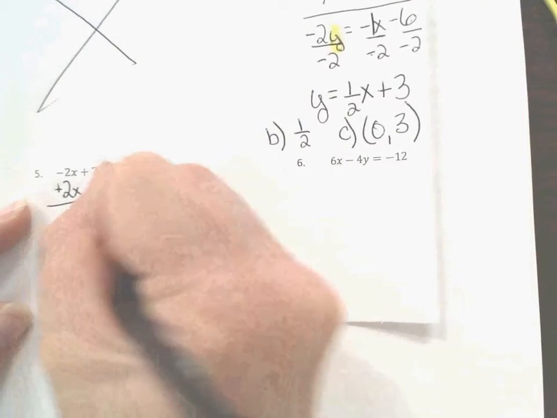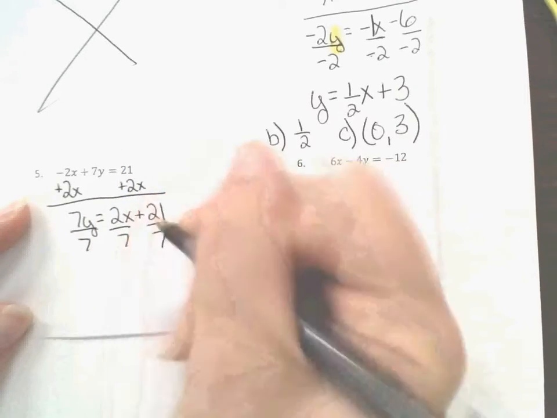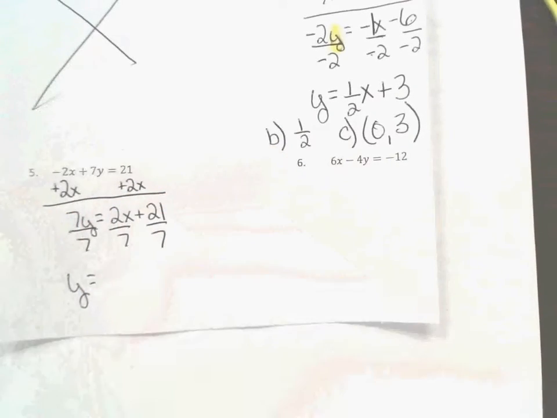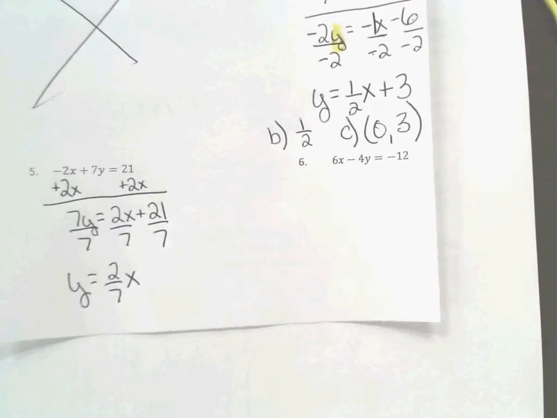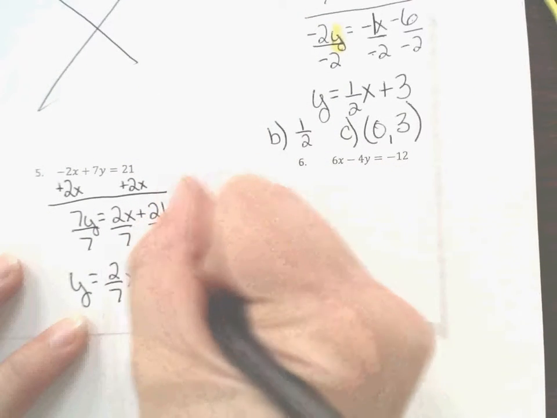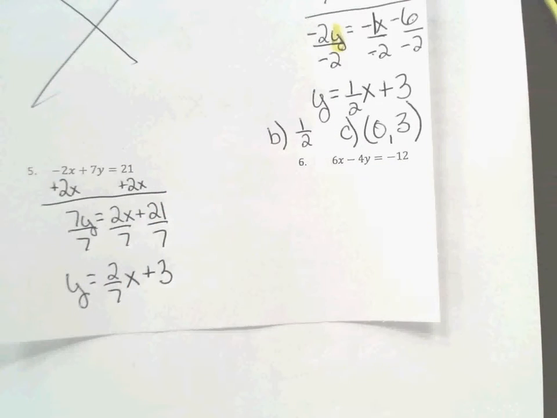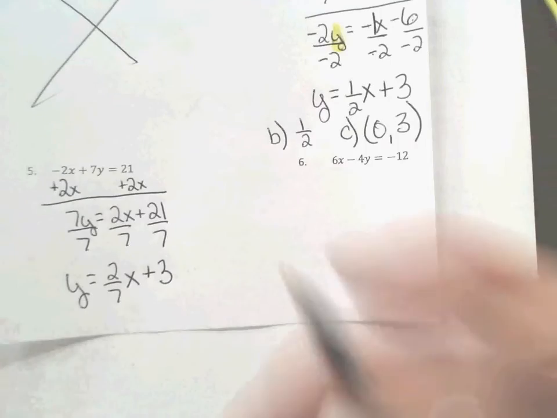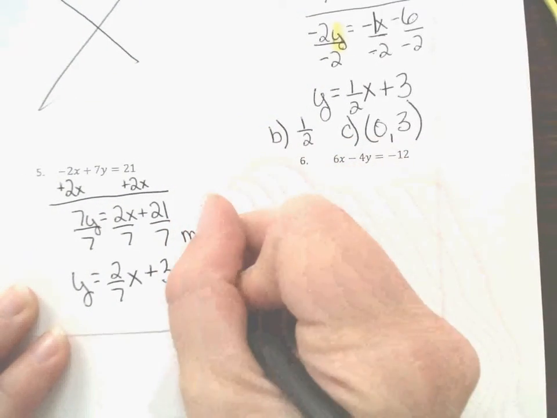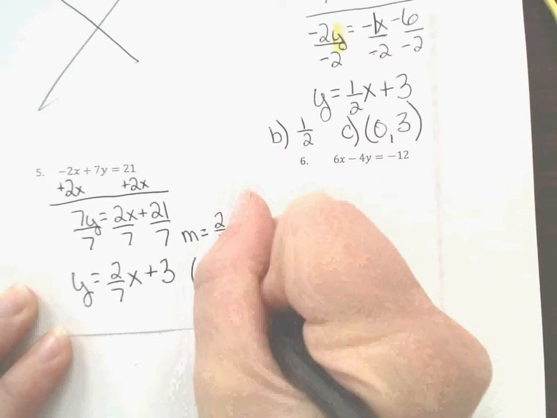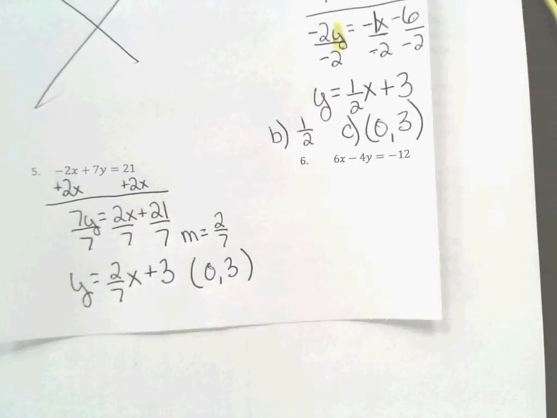And then we are going to divide by 7. Now, 2/7. Can that reduce? Is there a number that goes into 2 and 7? No. So you're going to leave it as 2/7 x plus 3, because 21 divided by 7 is 3. So what's your slope here? 2/7. And your y-intercept is 0, 3.